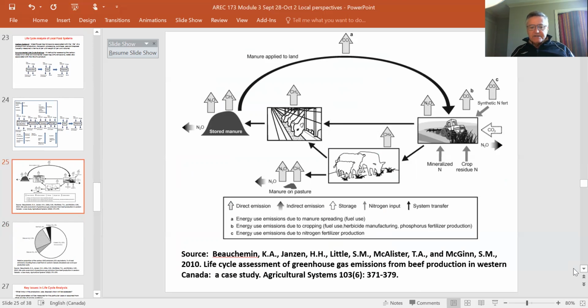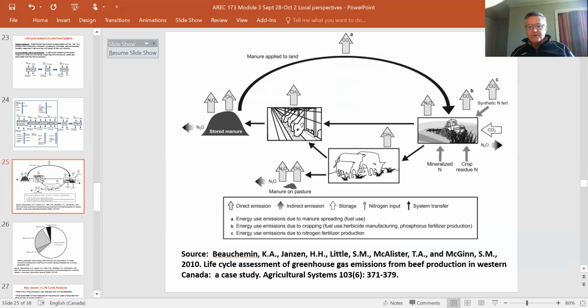Here's a life cycle analysis report that was done in 2010 on beef production systems in Canada and published in the Journal of Agricultural Systems. You can see the animal is born in the middle with the cow-calf there. The animal moves into a feedlot at some point. Then as it's grown, it's slaughtered, and it becomes beef on your supermarket shelf.